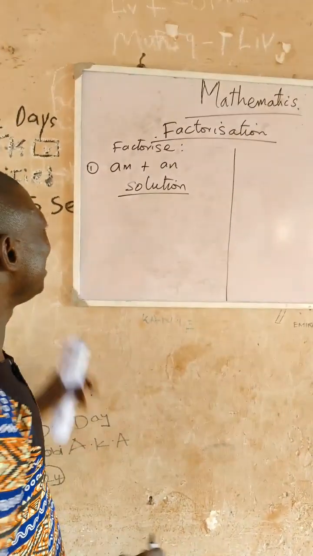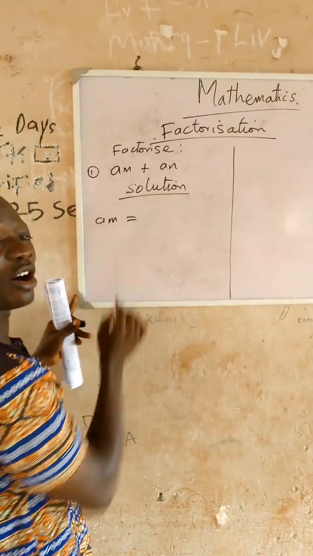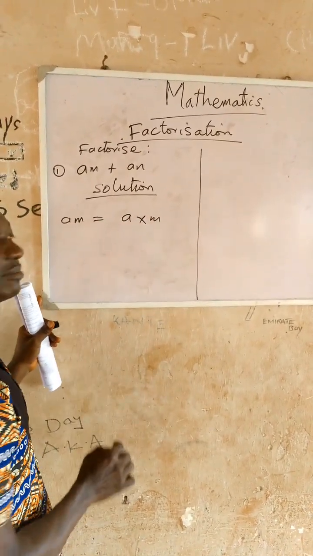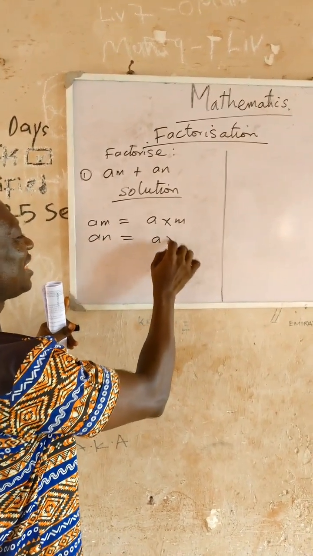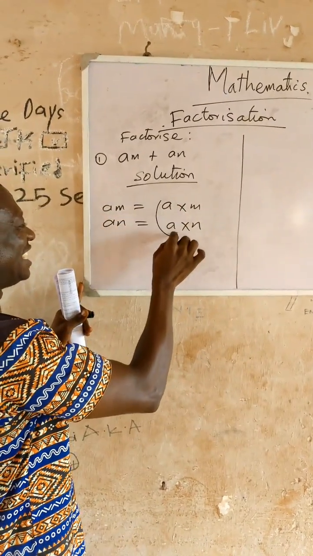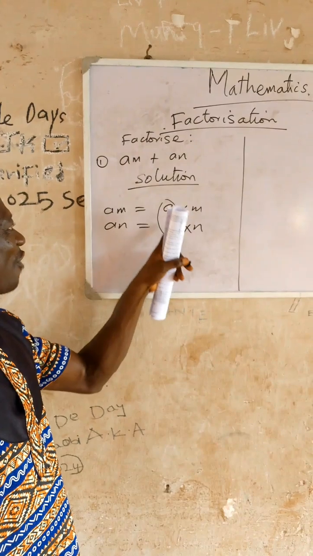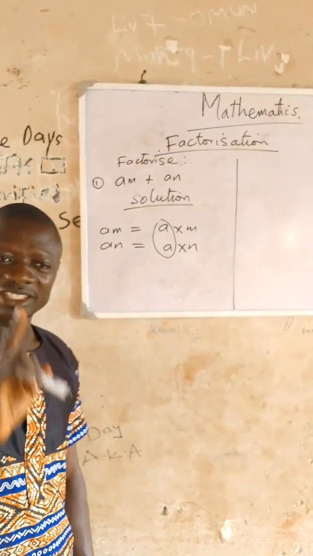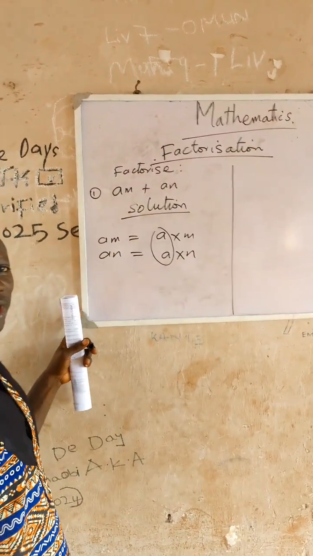The HCF is... AM gives us what? A times M. AN gives us what? A times N. Then what is the HCF? This is the HCF. HCF is what? A. Because the HCF is A, we will use that HCF to factorize this expression.